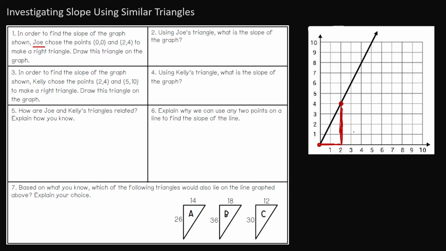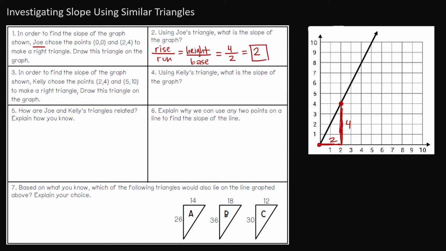And I want to find the side lengths of this triangle. So it looks like the height of this triangle would be 4. 1, 2, 3, 4. That's my change in y, or the rise of my line. My run, or the base of my triangle, would be 1, 2 units. So using this triangle, remember that slope is just rise over run, or technically it's the height over base of this triangle, and that would be 4/2, which simplifies to 2.